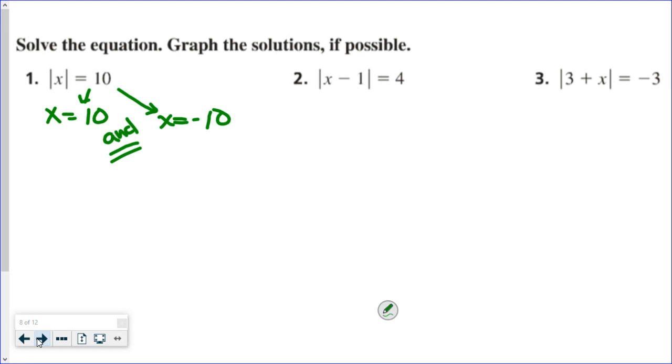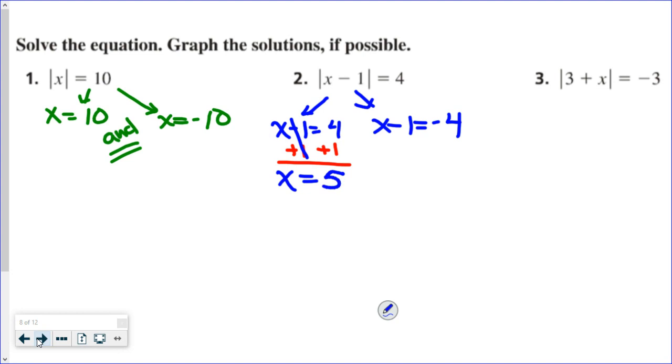That's an easy one because you're just figuring out there's nothing to add or subtract. Okay? This one, x minus 1 equals 4. x minus 1 equals negative 4. So I'm going to add 1 to both sides. And I get x equals 5. And what's my other answer going to be? x equals negative 3. They both work. Okay?